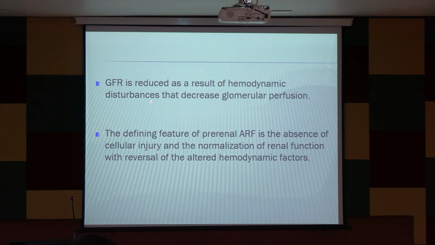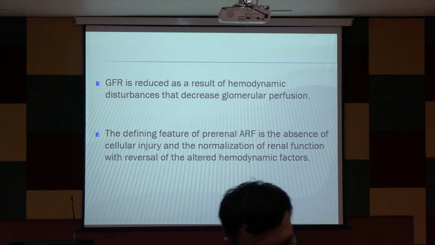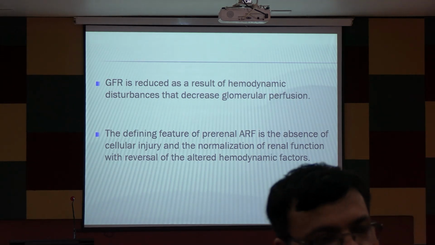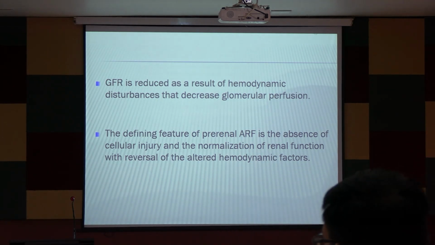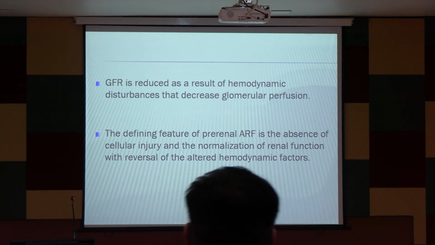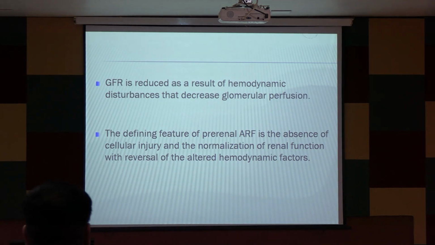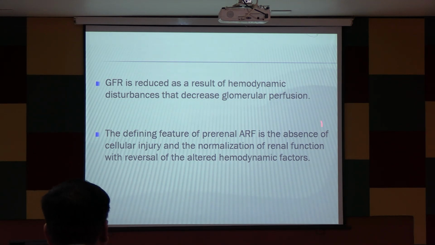What are the classical features of the pre-renal acute renal failure? That is the absence of cellular injury. There is no cellular injury in case of the pre-renal acute kidney injury. That's why prognosis is excellent in case of the pre-renal acute kidney injury. So, the defining features of the pre-renal ARF are the absence of cellular injury and normalization of the renal function with reversal of the altered hemodynamic factors.